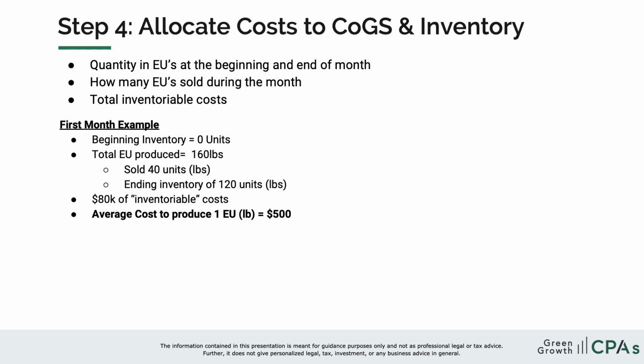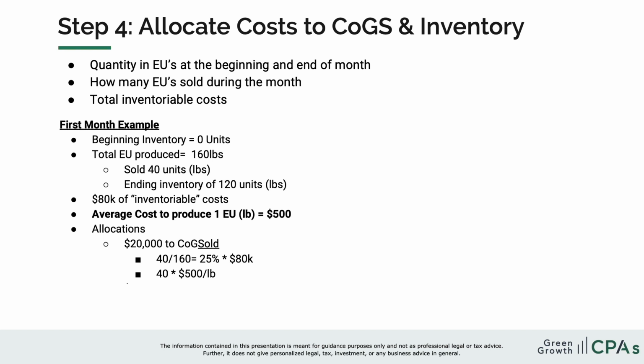Now, we need to allocate that $80,000, some to COGS and some to inventory. So we're going to allocate $20,000 to cost of goods sold. Really, when you hear the word COGS, you need to pay attention to that last word: cost of goods sold. Some of these pounds that you produce were not sold. Only a percentage of them are.